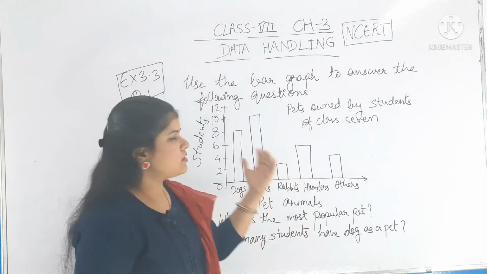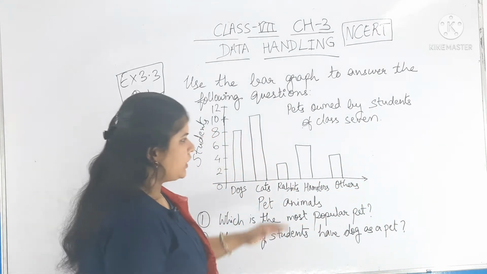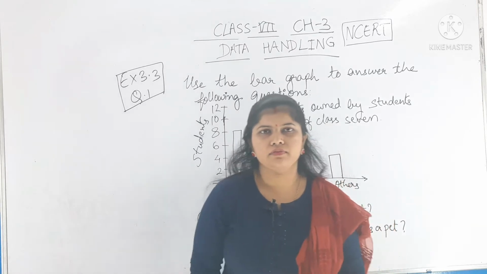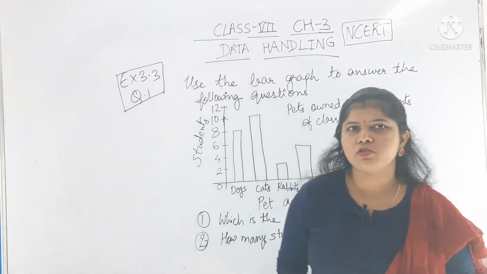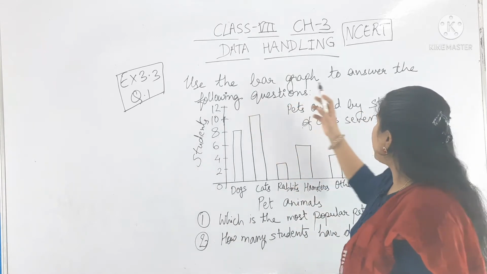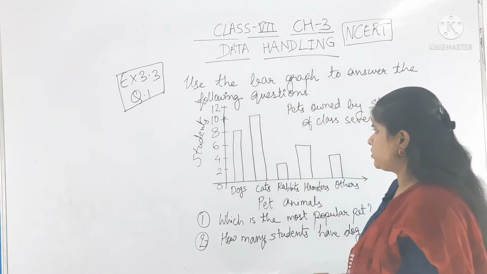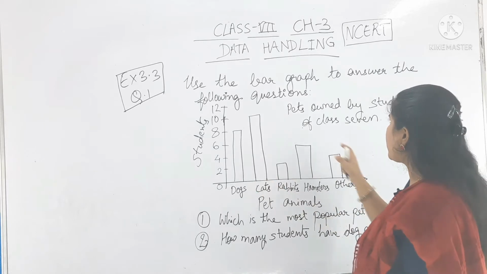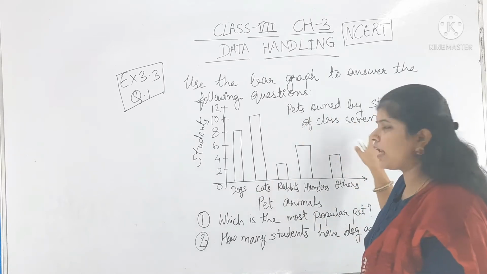Okay, so let's see question number 1 here. It is totally based on the bar graph. This 3.3 exercise is totally based on bar graph. It is so simple. Okay, use the bar graph to answer the following questions. Here it is a bar graph of pets owned by students of class 7.